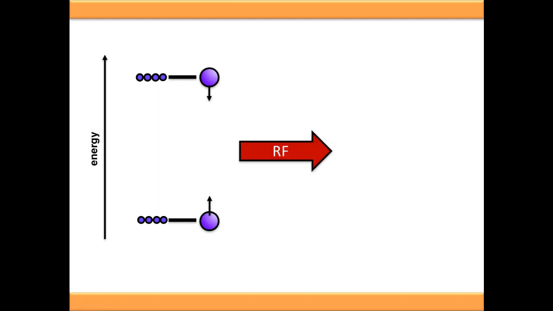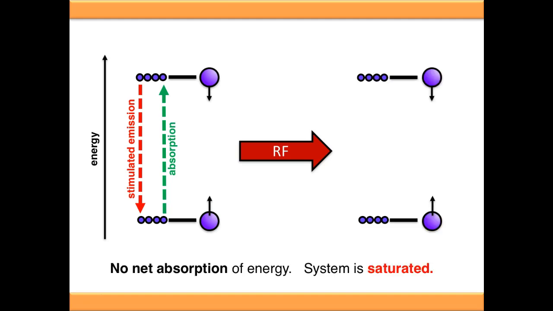If we take a sample which has reached saturation point, so our populations are both equal, and we try to apply more RF radiation energy to it, there is an equal probability that a nucleus will be promoted from the low energy state to the high energy state by absorption, as there is that a nucleus will be demoted from the high energy state to the low energy state in a process called stimulated emission. And because each of these pathways are equally likely, we have no net absorption of energy overall. And as I said before, this is what we call a saturated system, and this sort of system can no longer give us any information in an NMR spectrum. So we have to stop applying RF radiation at this point.